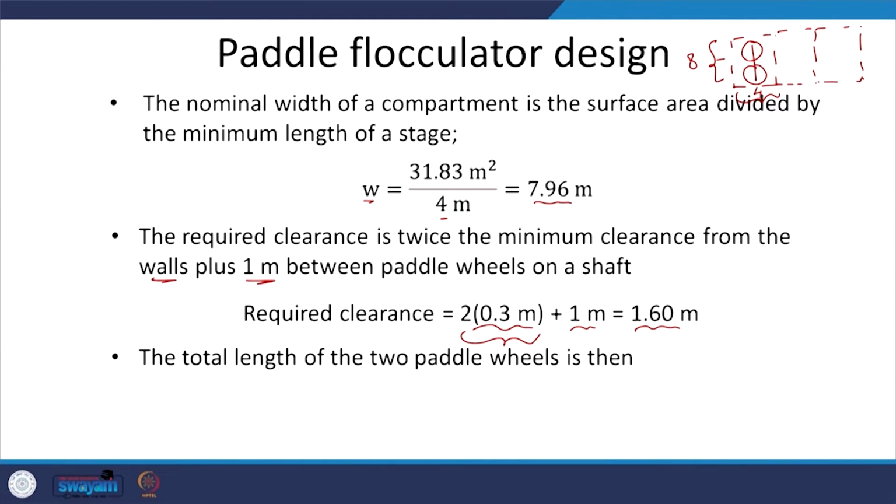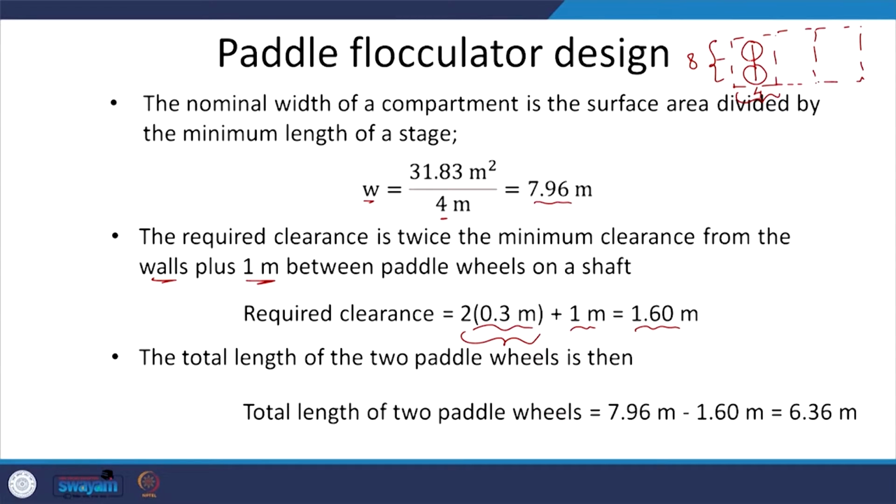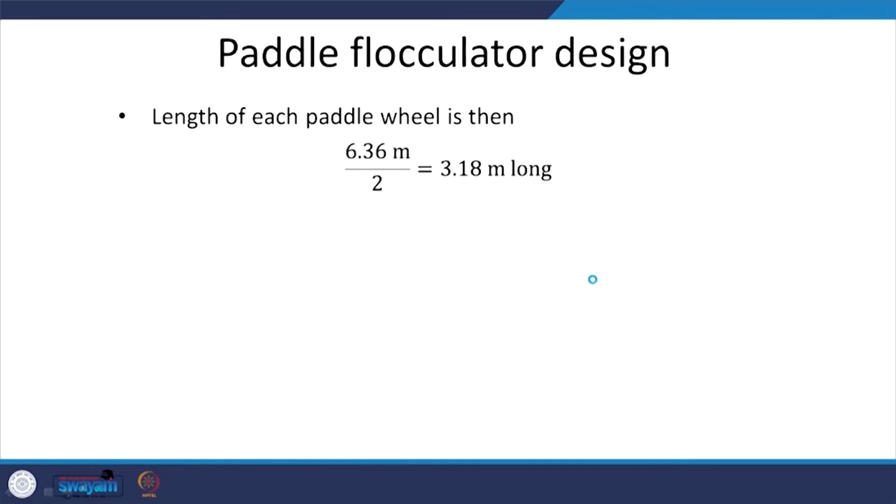Total length of the 2 paddle wheels is then going to be 7.96 minus 1.6. So, the total length of the 2 paddle wheels will be 6.36, right. Here we already took into account the clearance and the spacing between these paddle wheels. Again, where did we get this set of information from? From the table. Yes. So, length of each paddle will be 6.36 by 2.